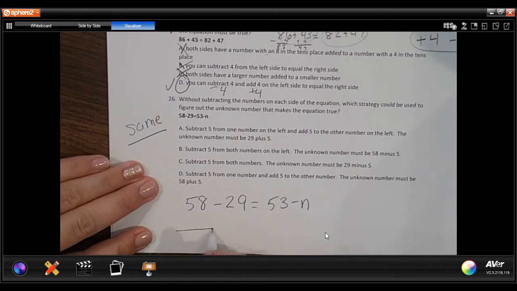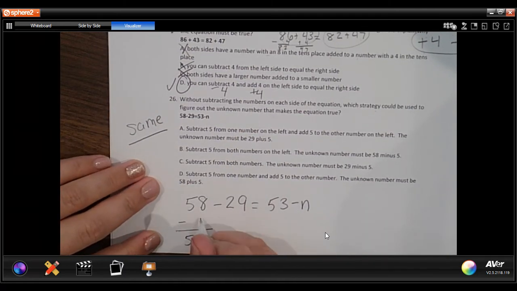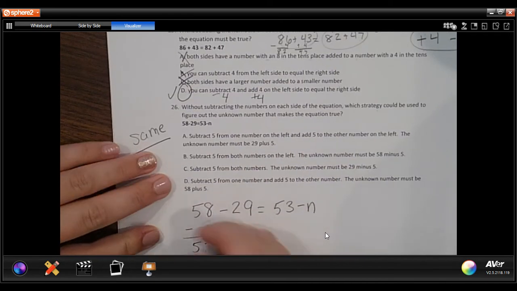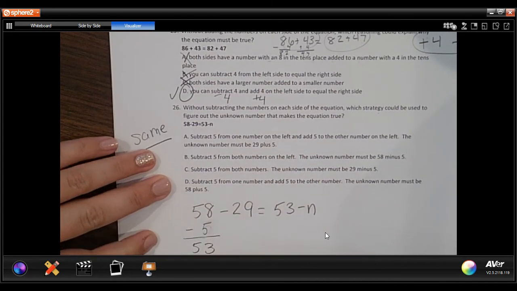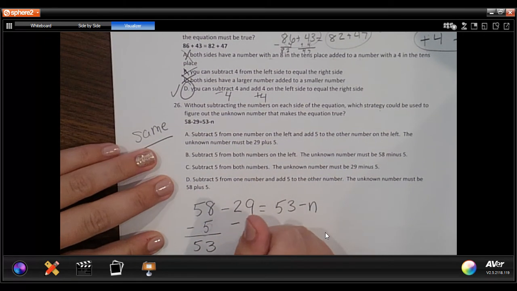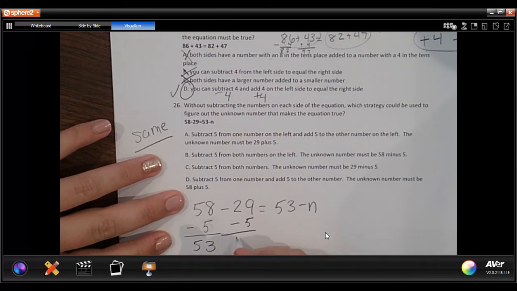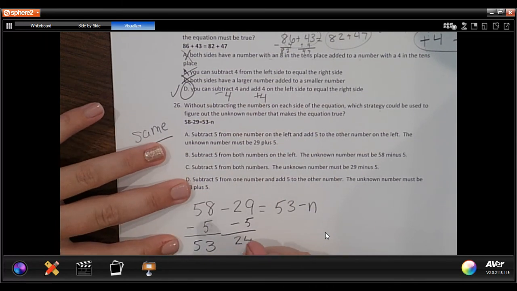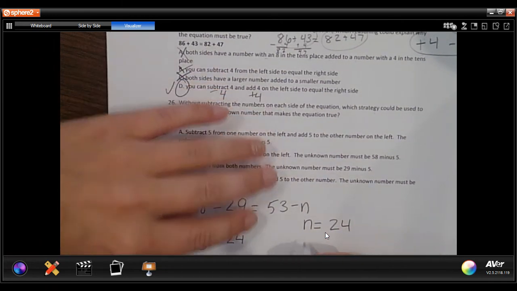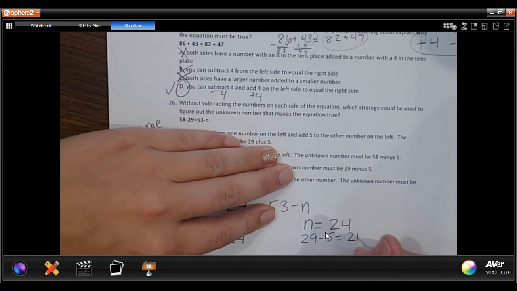So I want to get 58 balanced to 53. To do so, I'm going to subtract, not 3, silly Miss Tupper, 5. 58 minus 5 gives me 53. If I subtracted 5 here, I have to subtract 5 here as well because subtraction is the same. 29 minus 5 is 24. So n must equal 24 because I did 29 minus 5 equals 24.